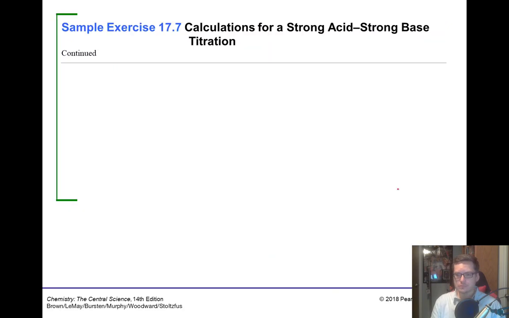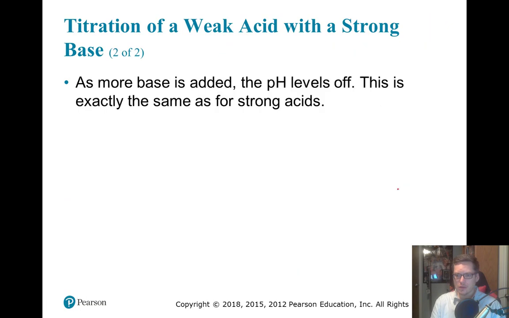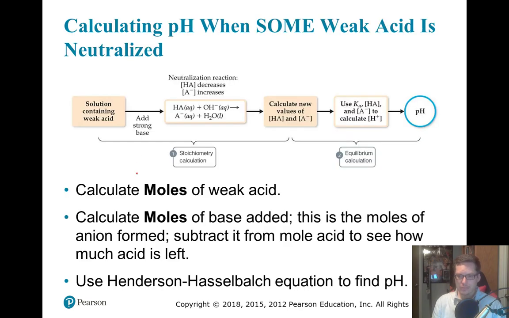All right. And so as more base is added, the pH goes up, and this is the exact same for strong acids. So let's see.